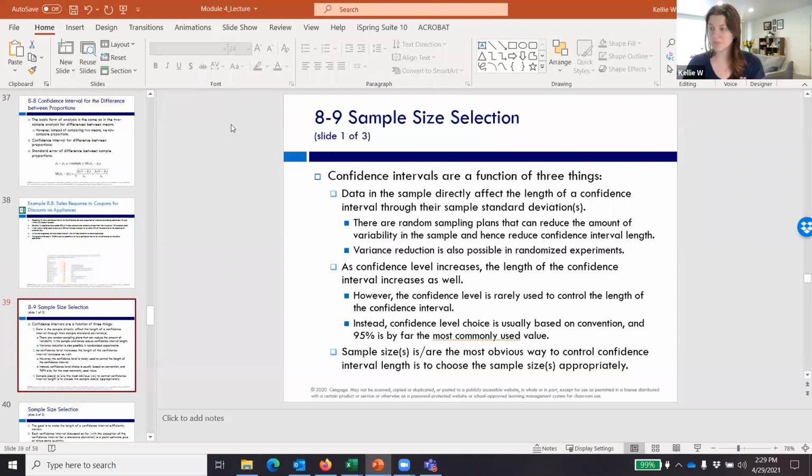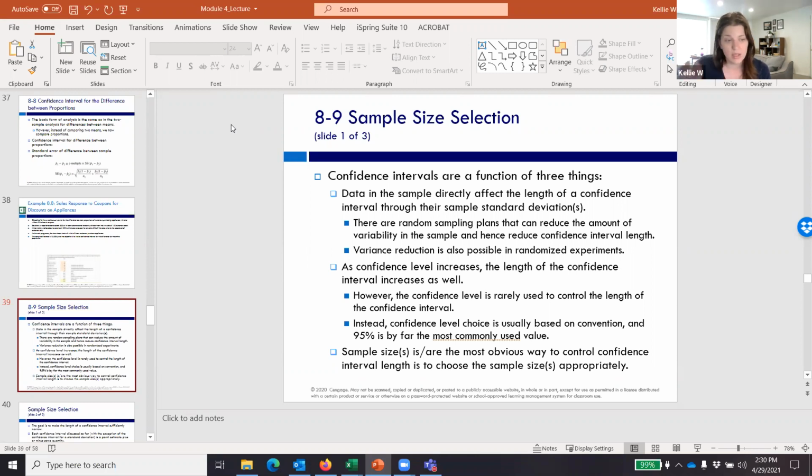Okay, so the last bit of this stuff is, let's flip this around a little bit and talk about how to choose the right sample size. Confidence intervals are affected by three things: the standard deviation, the sample size, and the confidence level that we choose. We can't really do much about variance, and the confidence level is generally pretty much set. By and large, 95% is the gold standard. Rarely do you see less than that, and only in strict cases would you see a higher confidence level.